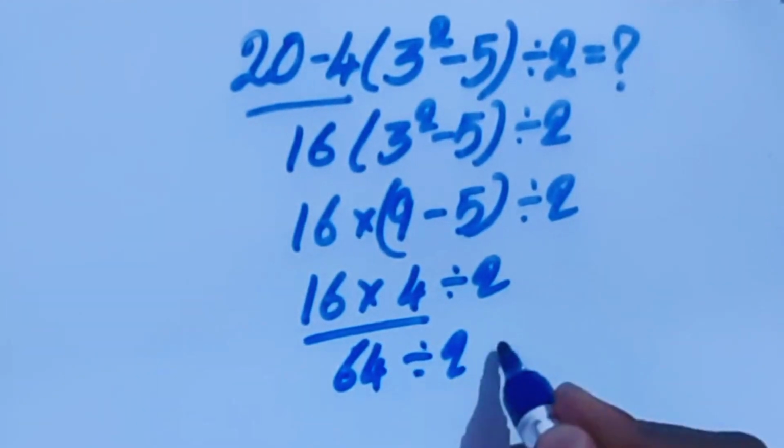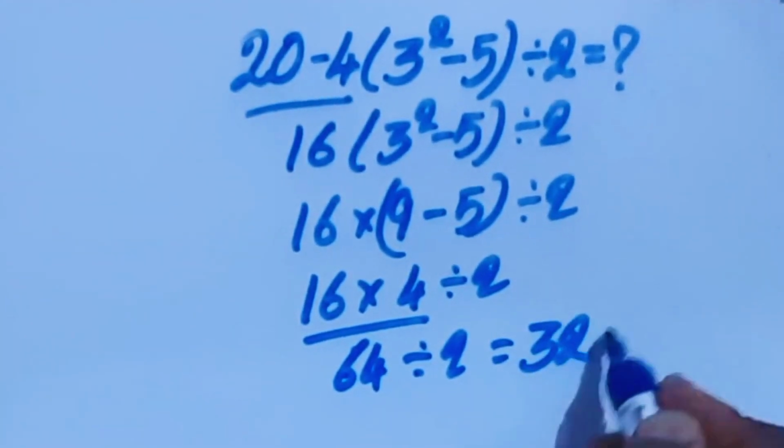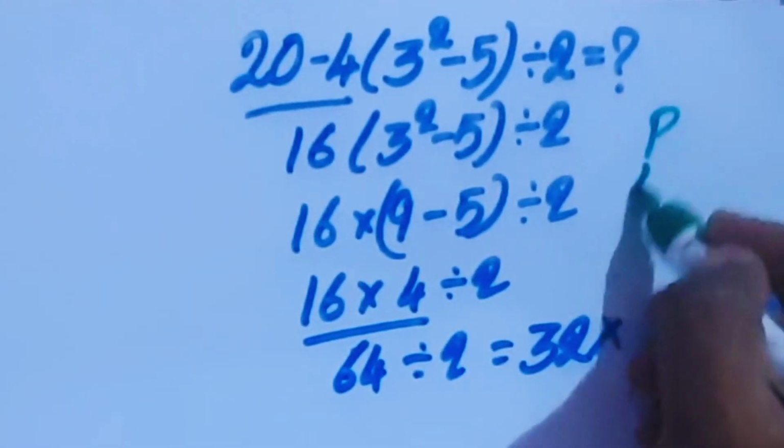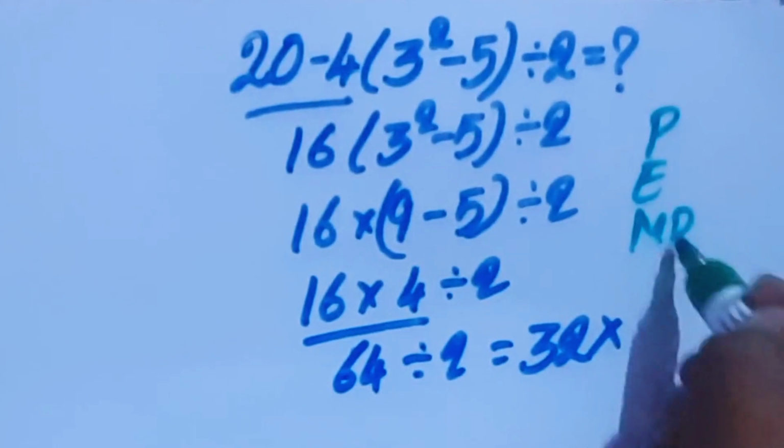Yes, 64 divided by 2 is 32, which is the wrong answer. As per this order of operation, this 32 is the wrong answer. Here we are going to introduce this PEMDAS rule from order of operation.